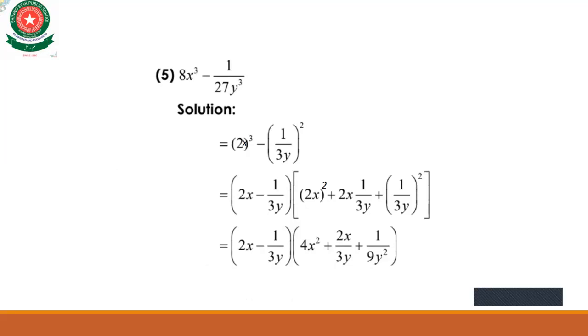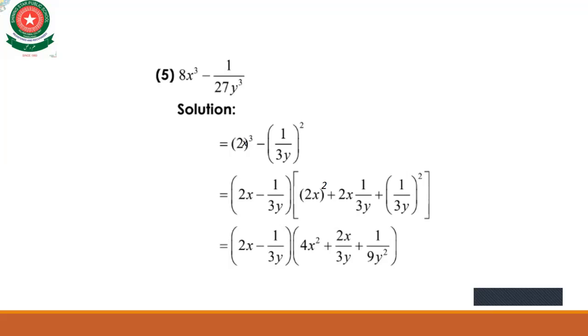You may have learned the formula a cube minus b cube. A cube minus b cube is equal to a minus b into a square plus ab plus b square. You have to note that. Here the value of a is 2x and the value of b is 3y.